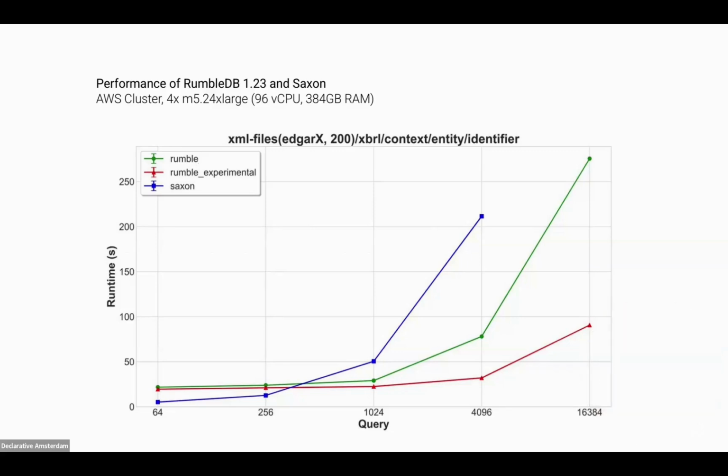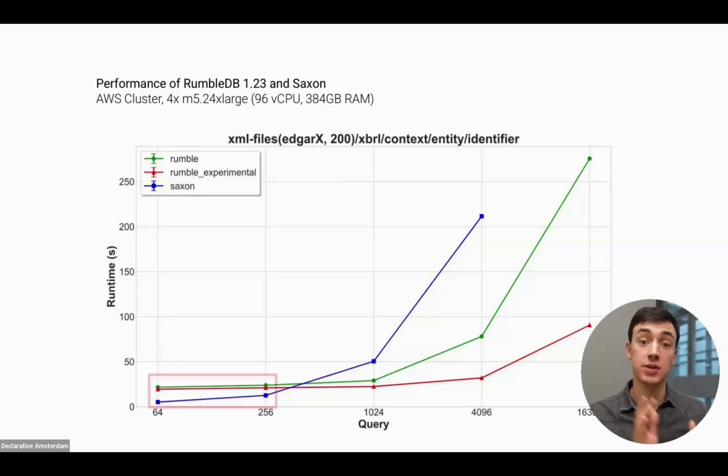We ran the same XQuery workload on both engines, measuring the runtime of each execution, and we gradually increased the size of the datasets from 64 to 16K documents. Our results show that with smaller datasets, Saxon performs better than RumbleDB, as such a query engine is highly optimized for running on a single machine and benefits from years of development and experience in the field.